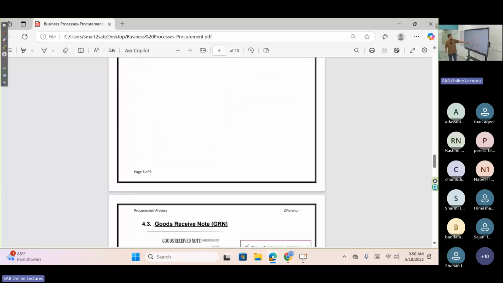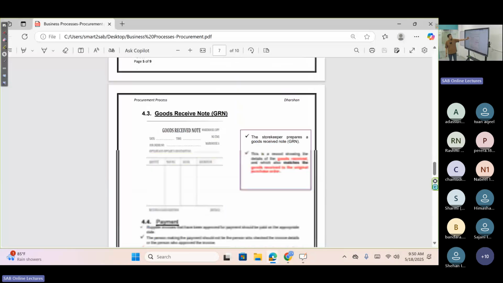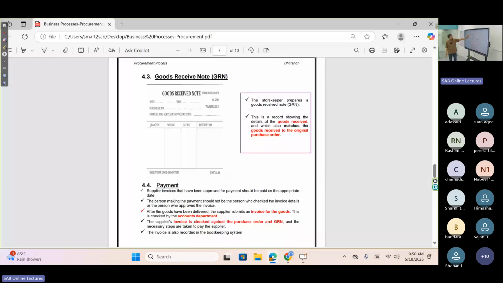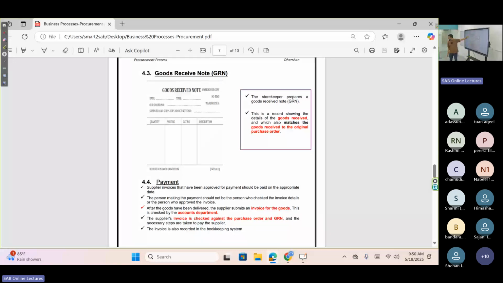So PR, PO. The third document, goods receipt note. The goods receipt note has date, time, and order number. The purchase order number should be mentioned here. In the sales process, we discussed the 3-way matching concept. What are the documents we check in the sales process? 3-way matching. 3 documents we have to compare.